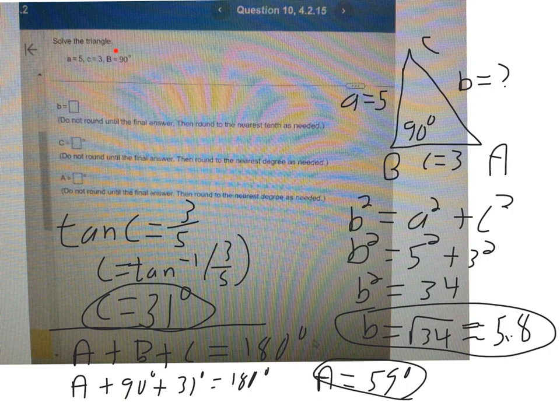You want to solve this triangle. Something interesting about this one, it's a right triangle. You know B is 90 degrees. That's the angle B. Side A is 5 and side C is 3.